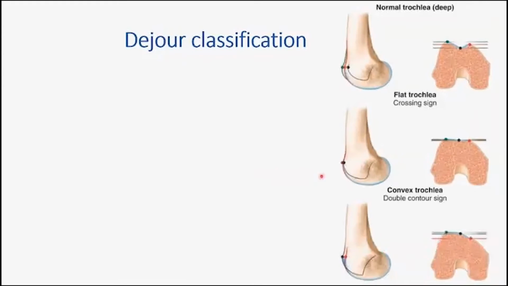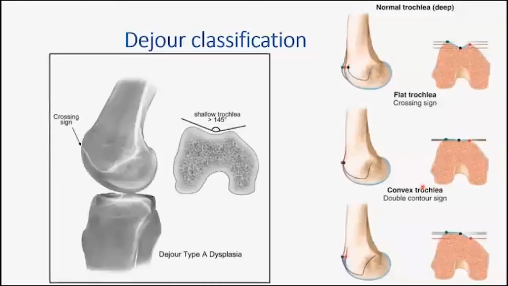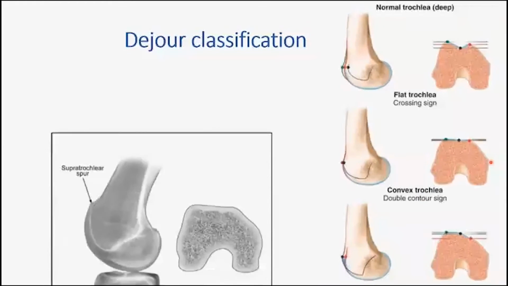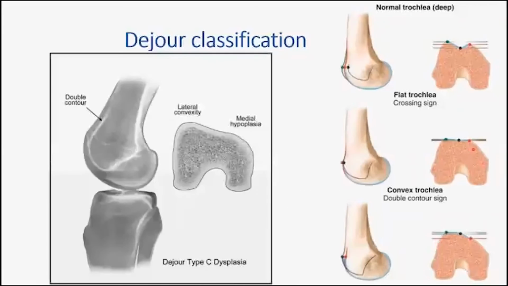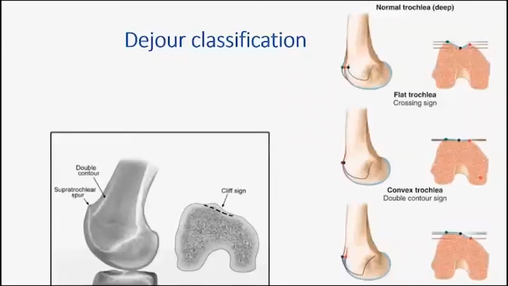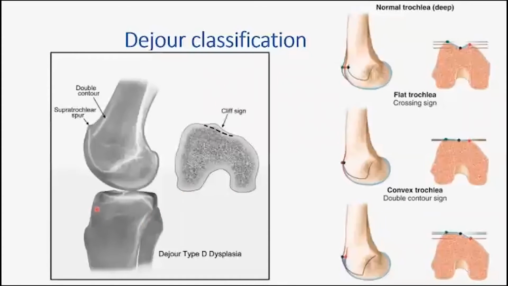And Dejour describes 4 types based on that. We have a shallow trochlea with crossing sign. This is mild type A. Type B, we have a supratrochlear spur with a flat trochlea. And type C, we have the double contour sign, lateral convexity, and medial hypoplasia. And in type D, we have a combination between double contour and supratrochlear spur. This is type D dysplasia.